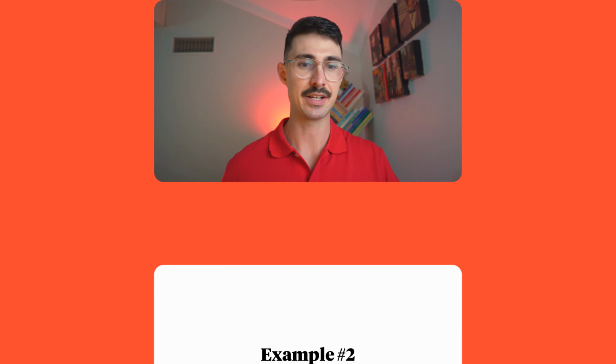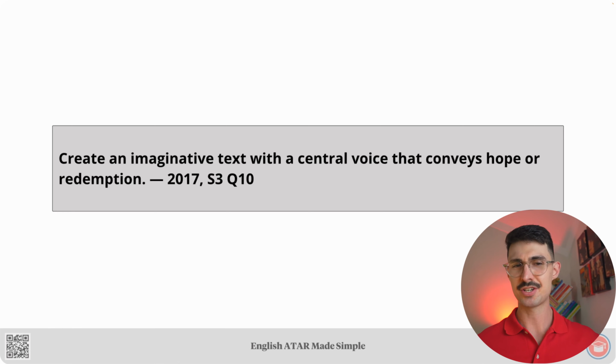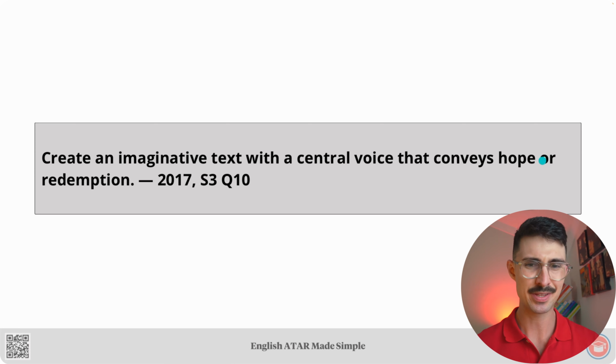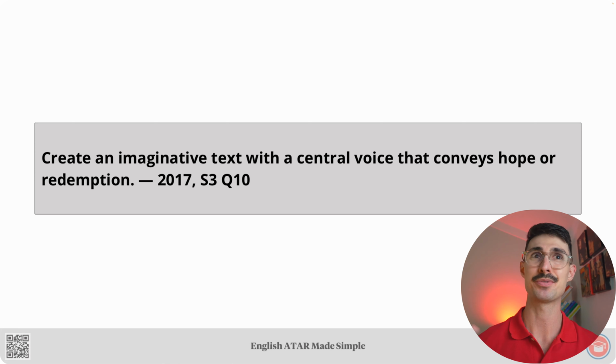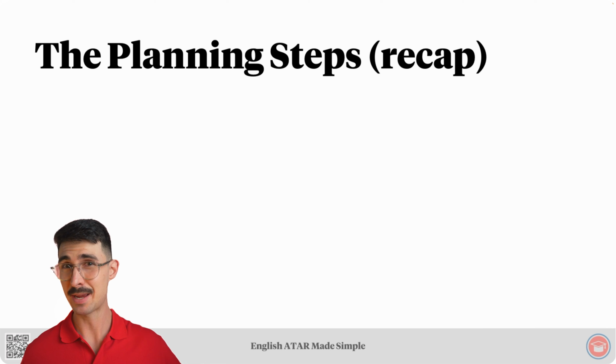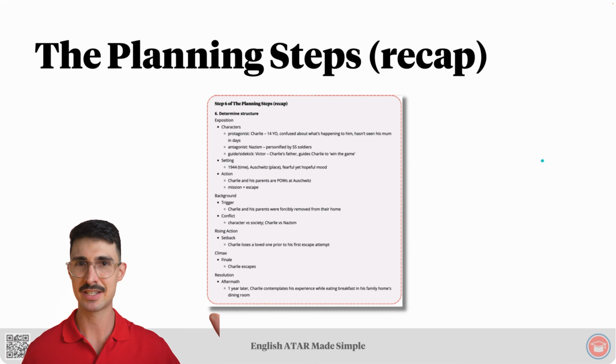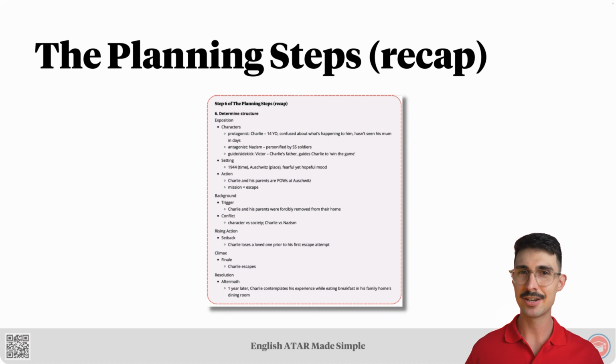Let's take a look at example 2. Our question: create an imaginative text with a central voice that conveys hope or redemption. Recap of the planning steps, but just step number 6. Here it is. Pause the video, have a read of the underlined element, pretty please.